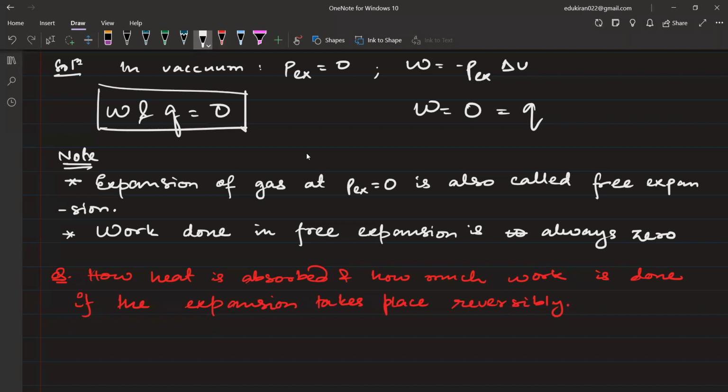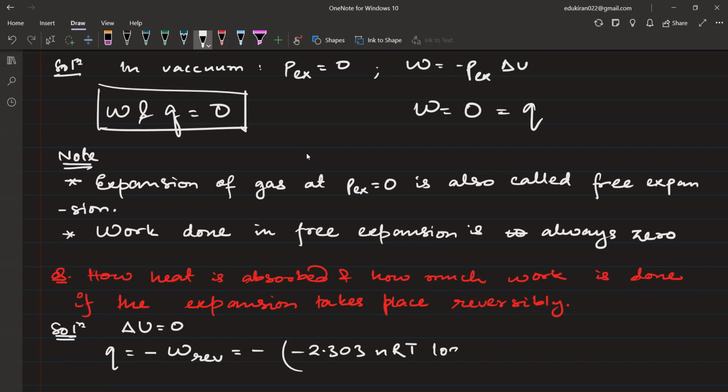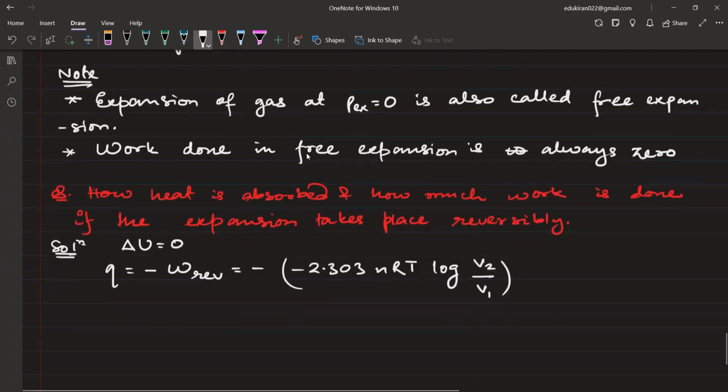Okay, so again, it was what? It was isothermal expansion. So isothermal expansion में delta U will be equal to what? 0, and Q will be equal to minus of W. And in this case, it is reversible. So this will be equal to minus of W reversible, which is minus 2.303 nRT log V2 upon V1. Okay, because we have been given volume, so हम V2 upon V1 लिखेंगे.